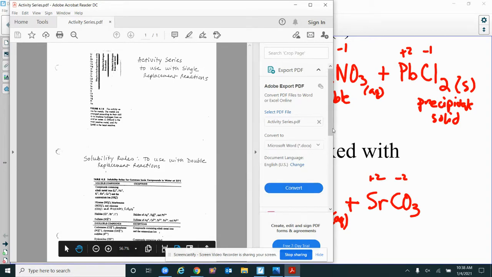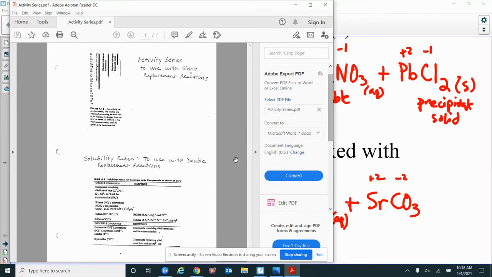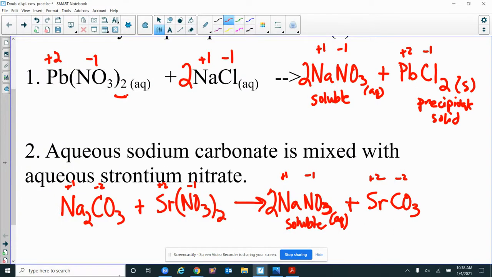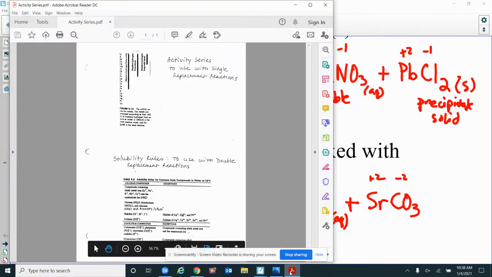The bottom part of the chart is showing, it's a little hard to see. Hopefully you have your own chart. The bottom part of the chart says insoluble compounds. So carbonates, phosphates, chromates, and sulfides are usually insoluble unless they're with alkali metals or ammonium ion.